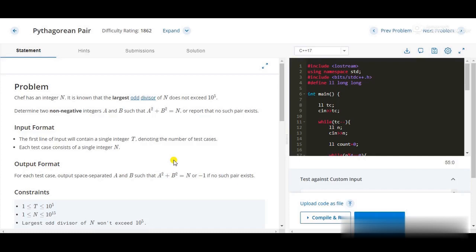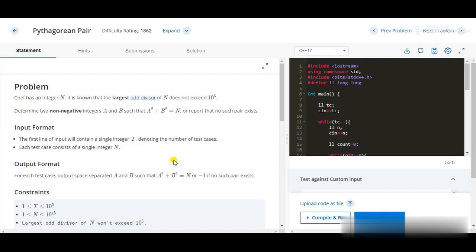Today we are doing the post analysis of the CodeChef Starters 62 contest, and we are discussing the problem Pythagorean Pair. The difficulty rating of this problem is 1862. The problem was quite easy to understand. The only difficult and challenging part is its constraints. The problem is not that difficult, but the constraints make it quite difficult to implement. So let's discuss this problem.